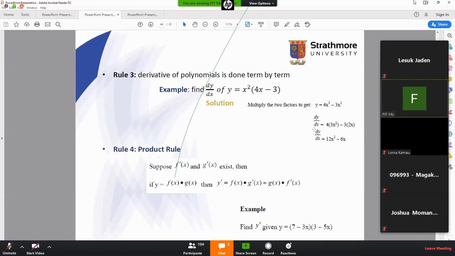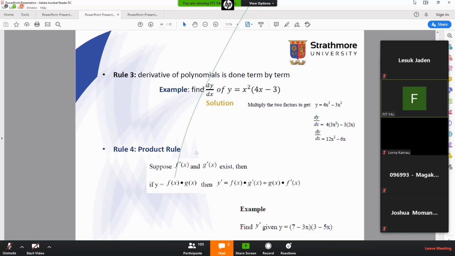Okay, so the dy dx, you just deal with this term and that term. So this term is actually 4 times 3. Remember the power rule, x to the 3 minus 1, so it is going to be 12x squared minus 6x. These ones are easy. We can close our eyes and actually do dy dx.